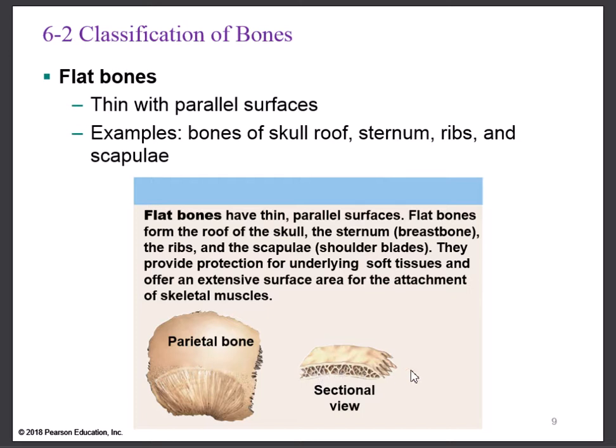So flat bones are typically found in the bones of the skull, the sternum, which is the rib cage, the breastbone, our ribs, and then the shoulder blades, which are the scapula. Right? If you look at each one of these bones, they have a flat appearance to them.